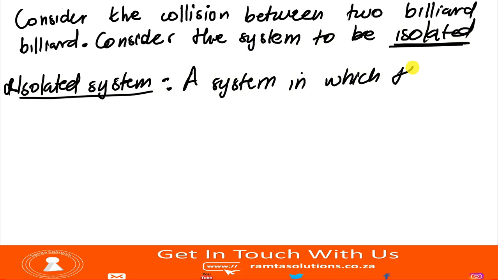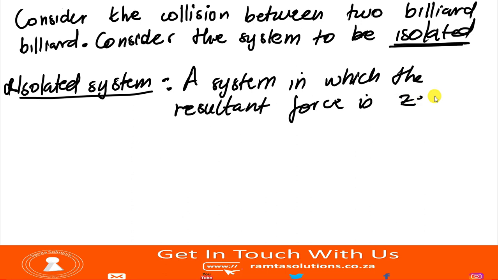A system in which the resultant force is 0. That is your definition of an isolated system. Let me check something. Do I have a highlighter? Oh, I don't have a highlighter here. Okay, so that is the definition of an isolated system.